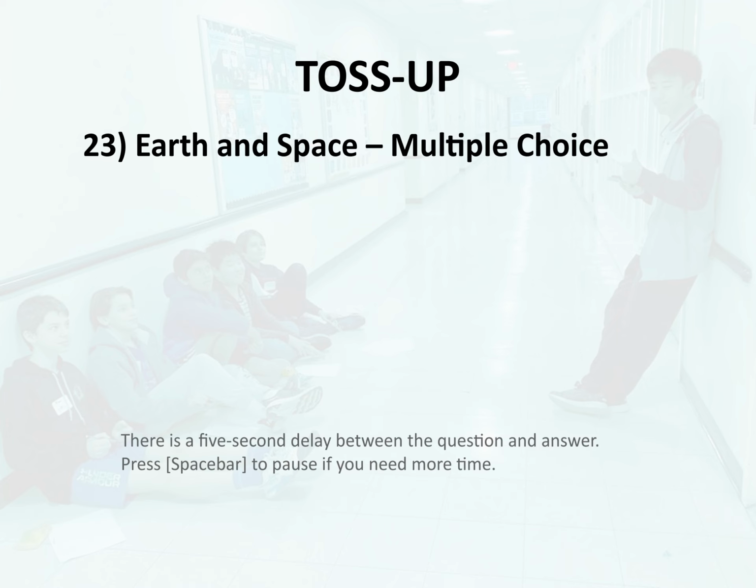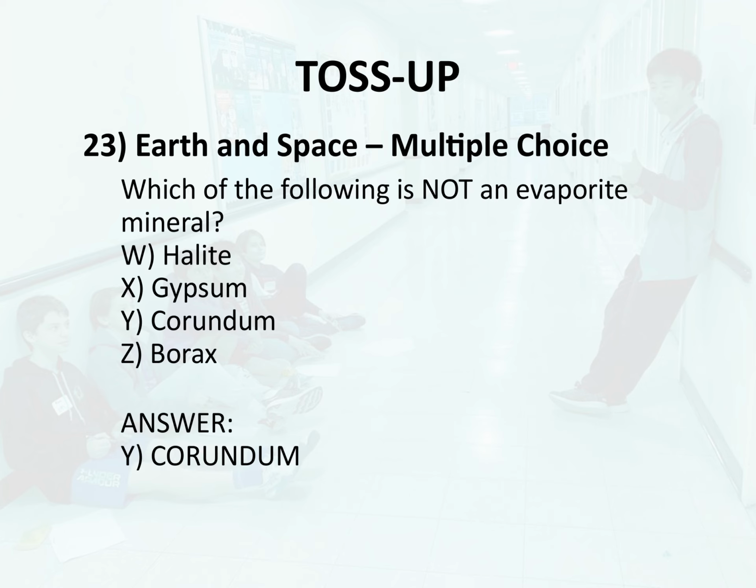Toss-up 23. Earth and space, multiple choice. Which of the following is not an evaporite mineral? W. Halite. X. Gypsum. Y. Corundum. Z. Borax. Answer. Y. Corundum.